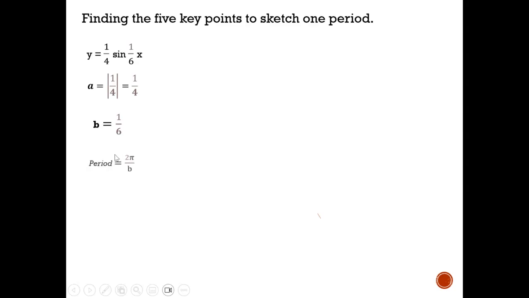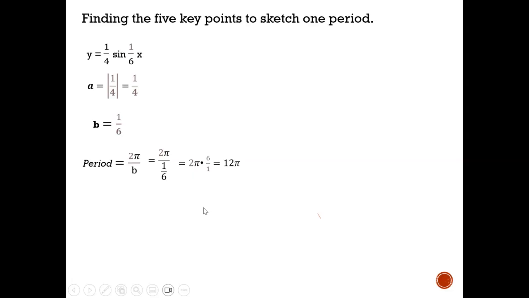The period will be 2 pi over B, which will be 2 pi over 1/6, right? So this simplifies to 2 pi times 6 over 1. Because when you have a whole number over a fraction, the first whole number stays how it is, the division becomes multiplication, and the second fraction, you use a reciprocal, so you flip it. This gives us 12 pi.